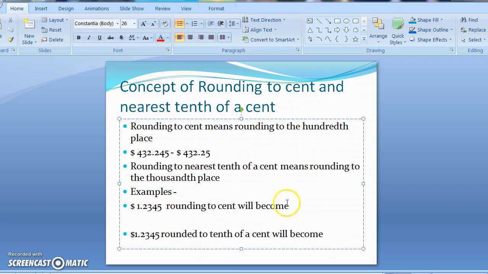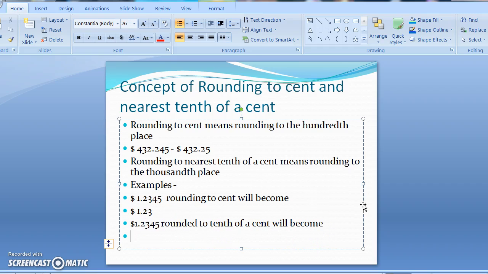1.2345 rounding to cent will become how much? Alright, apply the principle and let's see if you got the answer. We are rounding it to cent, which means it is rounding to the 100th. Alright, so dollar 1.2, and then we have 3, next to it is 4, so we're gonna round it as it is to 3, and that's your answer.